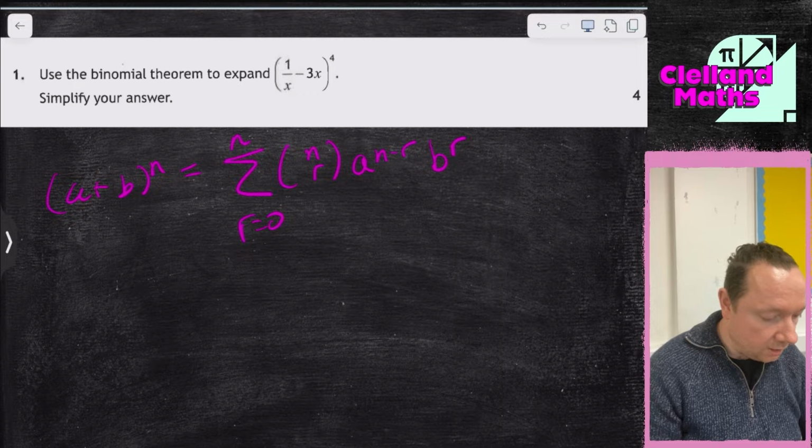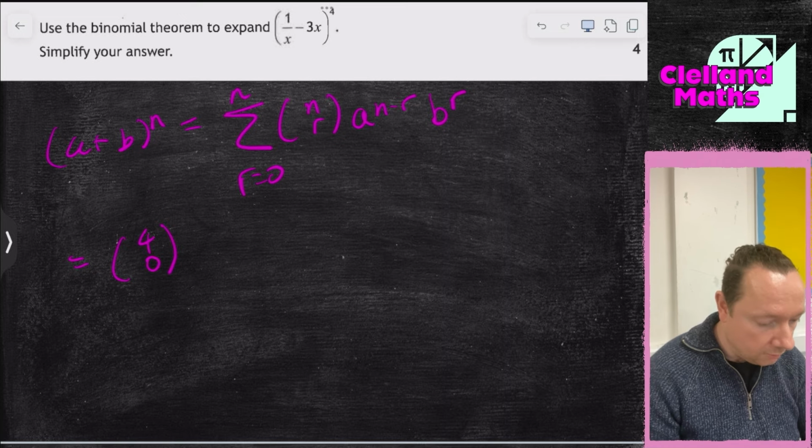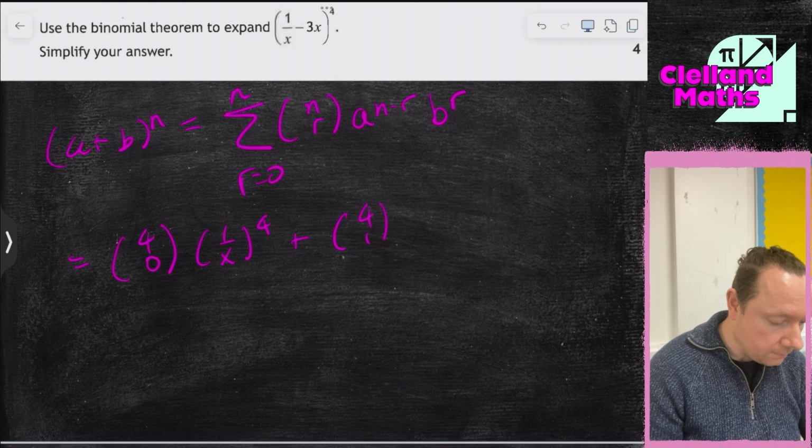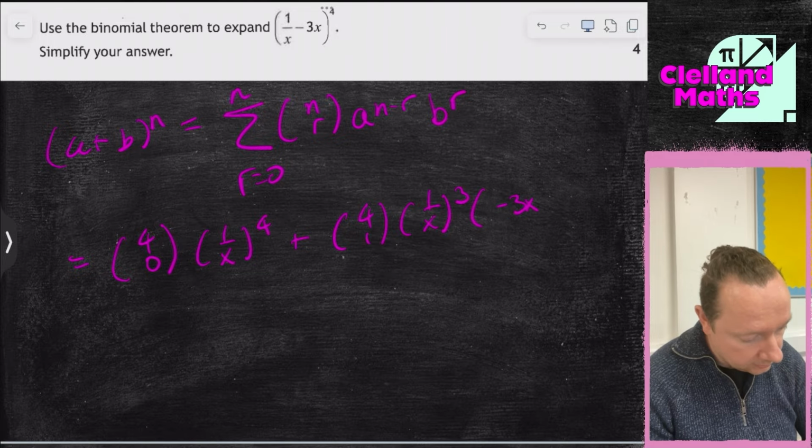So in this case, r is 4. So since it says use binomial theorem, I'm going to write the whole thing out to be on the safe side. 4 choose 0. I've got 1 over x to the 4. 4 choose 1. 1 over x cubed. And then I introduce the minus 3x.